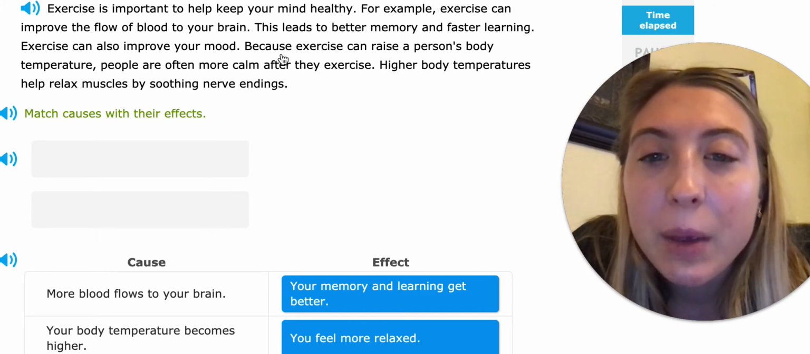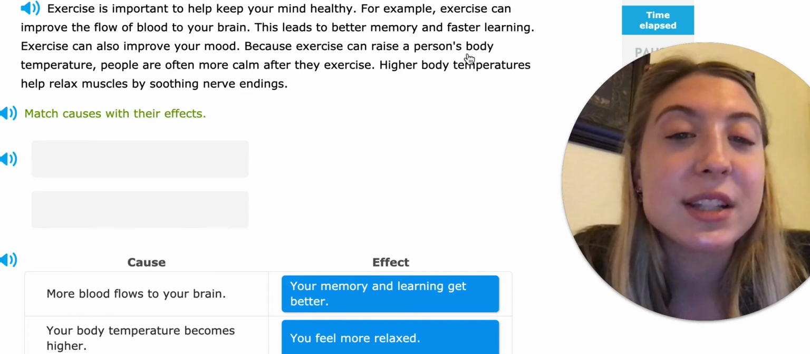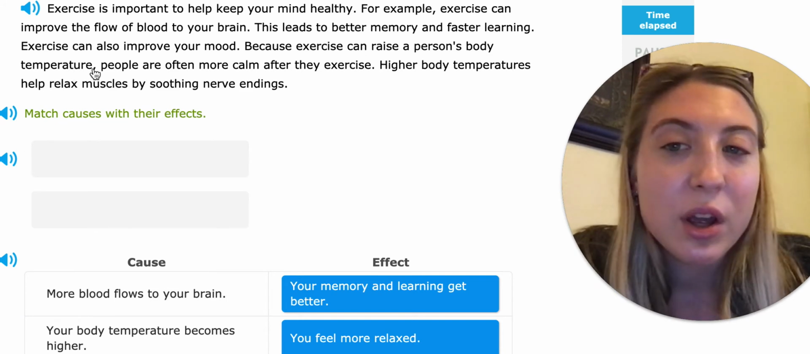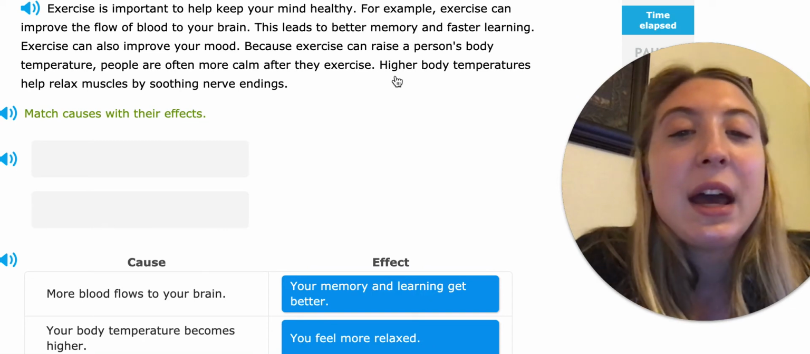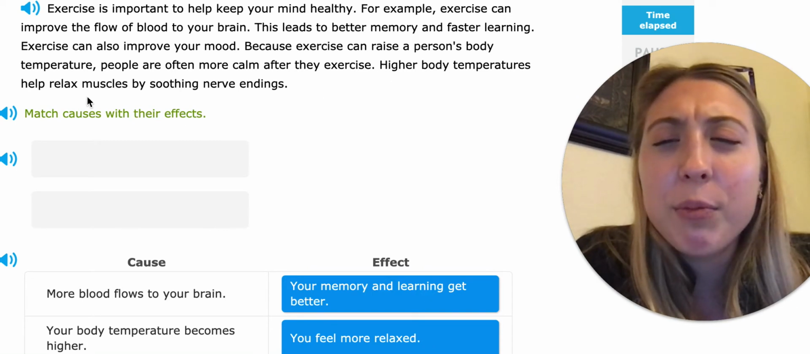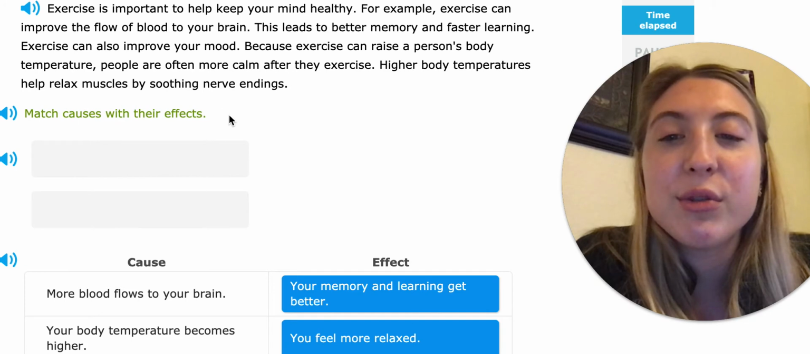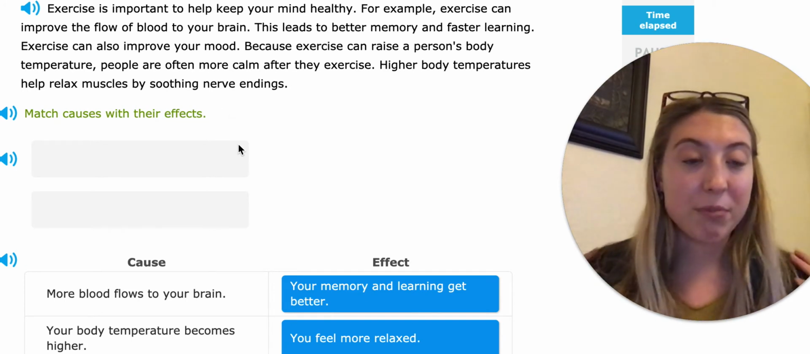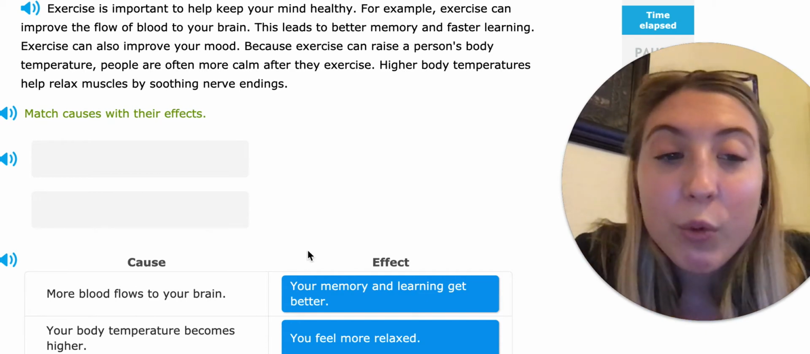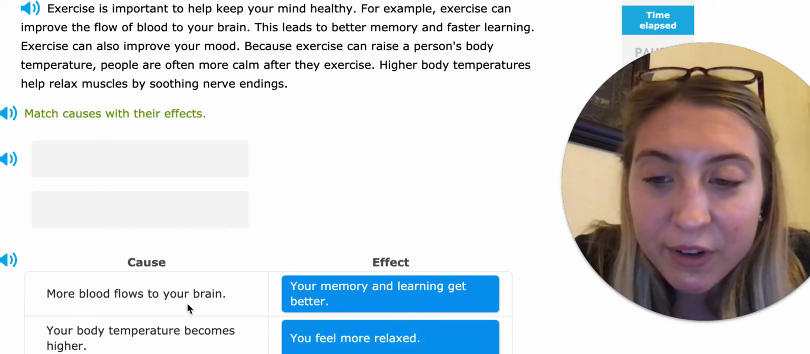Because exercise can raise a person's body temperature, people are often more calm after they exercise. Higher body temperatures help relax muscles by soothing nerve endings. So when we have a higher body temperature, our muscles can relax, which makes us feel more relaxed.